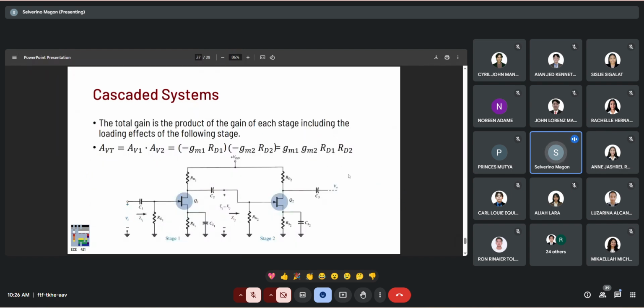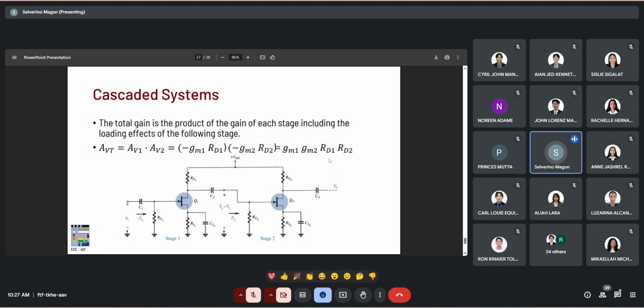And so the total gain is the product of the gain of each stage, including the loading effects of the following stages. So for FETs, the total AV is AV1 times AV2, and for a higher number of stages, just keep on going, AV3 and so on. But again, for the case of FET, we have the transconductance and the RD values for its stages. So the overall gain is GM1 times RD1 times GM2 RD2.